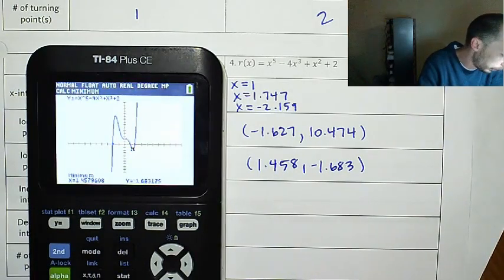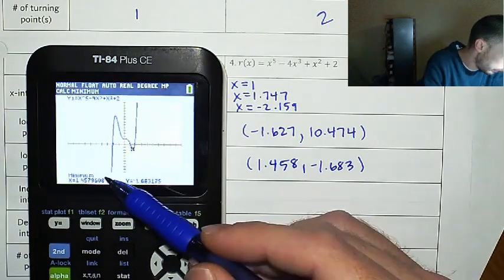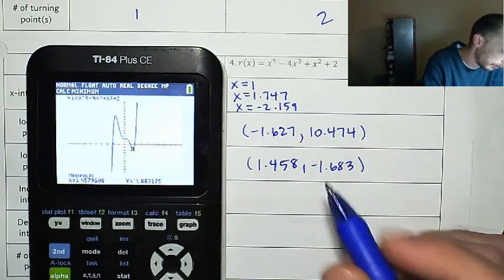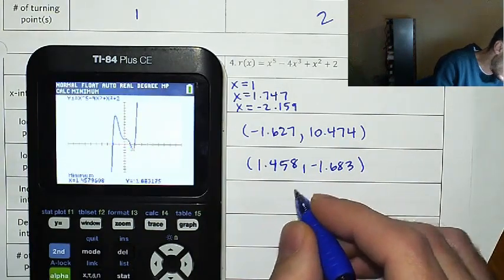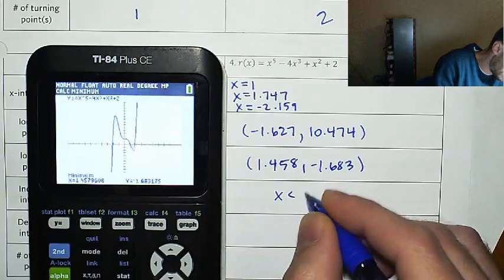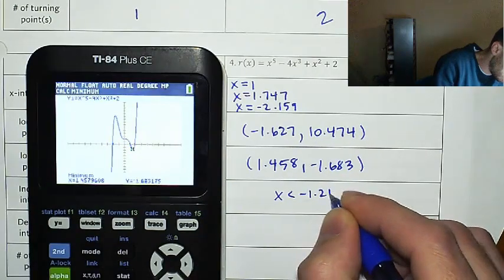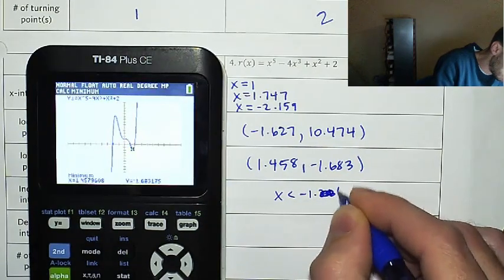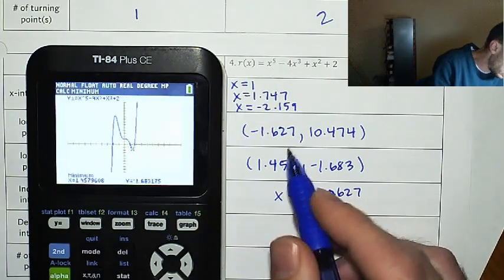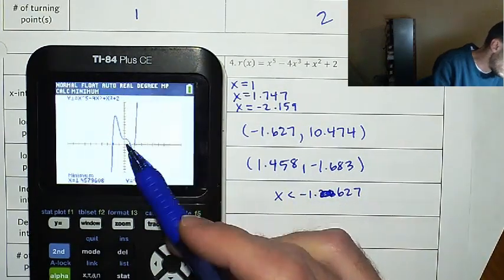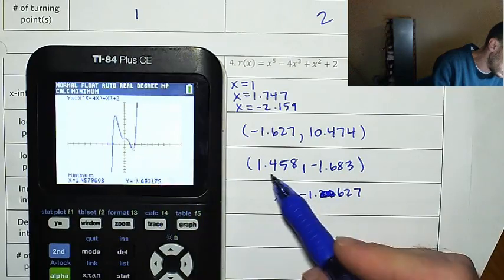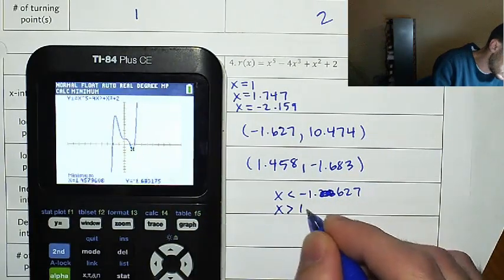Okay, intervals of increase would be all the way from -infinity up to the relative maximum. So where x is less than -1.2627, and where x is greater than the relative minimum, it resumes increasing, and the relative minimum happened at 1.458.